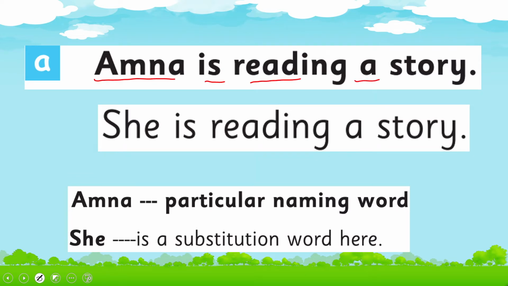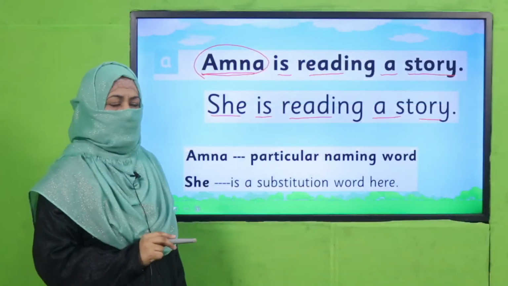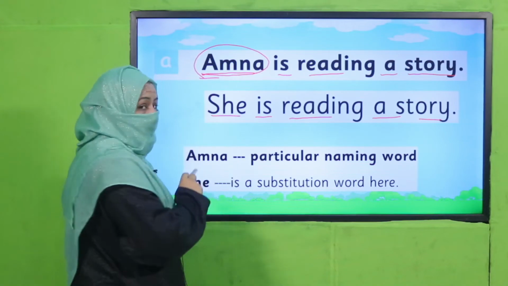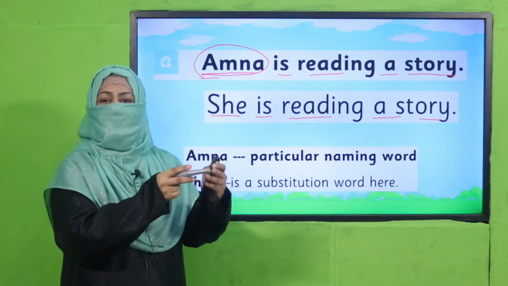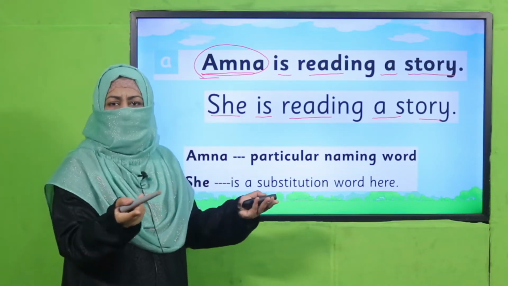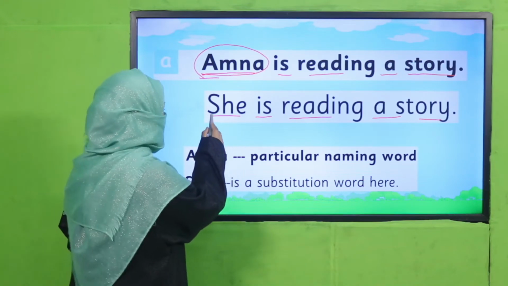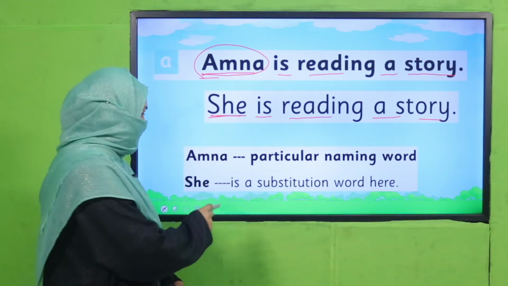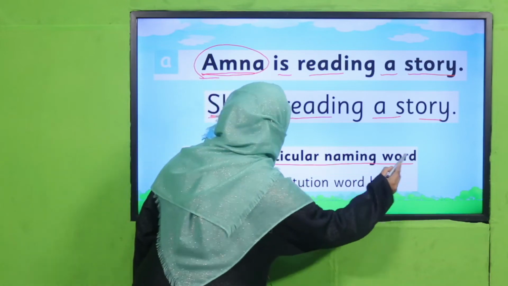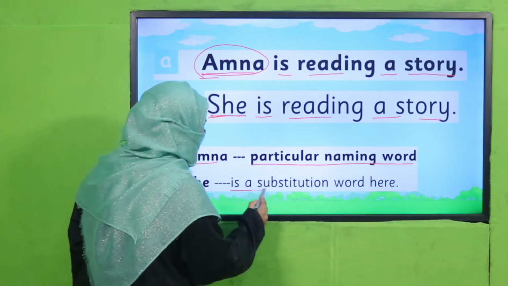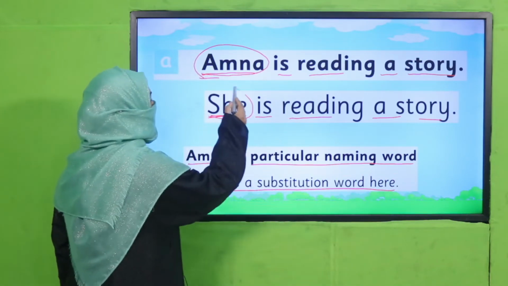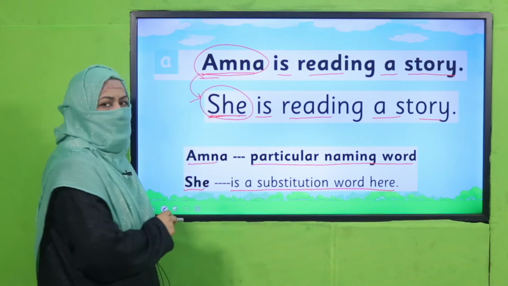Amina is reading a story. She is reading a story. Now, when I say Amina is reading a story, I have used a particular naming word. And I can replace it if she's there and I say she. It means we know whom we are talking about. So instead of using her name, we can use she. So Amina is a particular naming word and she is the substitution word which we have used to replace Amina.